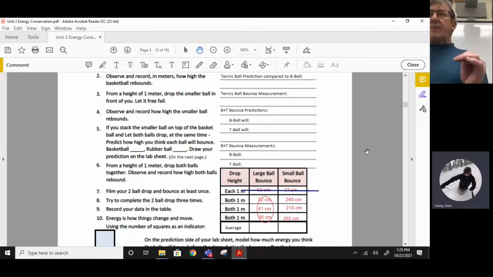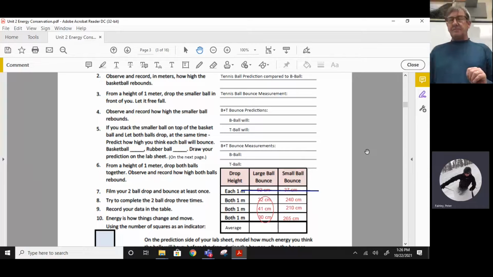So ignore that top line. That's why I put a line through it. Don't you put a line through it, but don't include that when you do your math. So for the first one, for the basketball, you're going to put into your calculator 32 plus 41 plus 30, hit the equals sign, and then divide by, let's see, how many were there? Oh, there were 3. 3 numbers that we're finding the average.